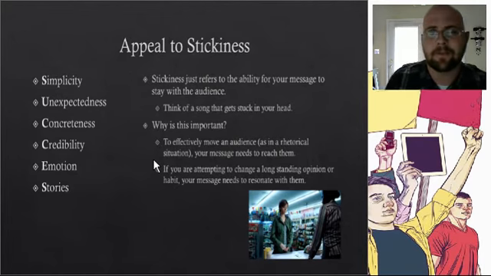And if you don't reach them on the first attempt, especially with a commercial, then you want them to be able to think about it again. Okay. So stickiness is a way to talk about this idea of reaching your audience, not just finding their interest, but actually pulling their attention to you.